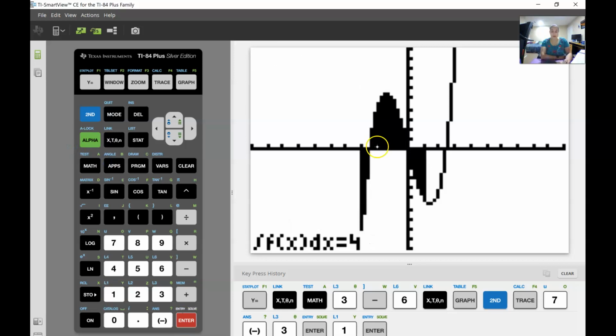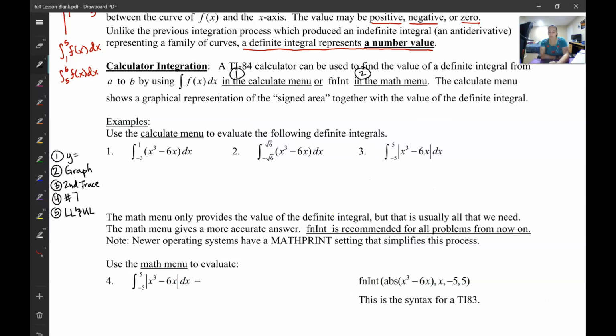enter. And you'll see here how it colors in that signed area between the curve and the x-axis. That's what a definite integral is, the area between the curve and the x-axis. So this area would be negative, this area would all be positive, and this area would be negative. And then you just add those areas together to get your answer. And it gives it to us right there. So the area of that shape would be 4.